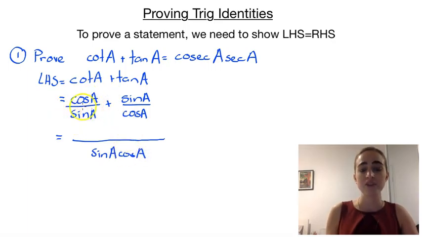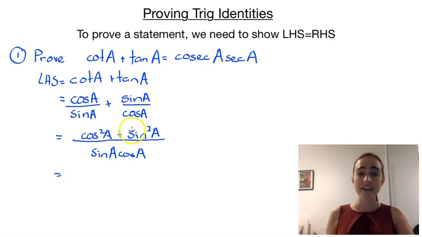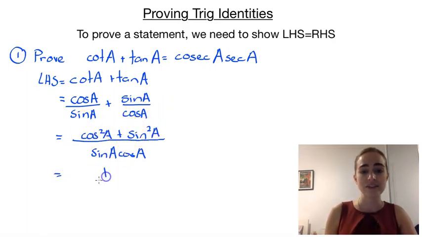This one already has sine A as its denominator, so I'm going to have to multiply top and bottom both by cos A. That'll give me cos squared A up here. And this one we're going to have to multiply top and bottom both by sine A, so we're going to have plus sine squared A. Now we know one of our identities is that sine squared plus cos squared is equal to 1. So that gives us 1 over sine A cos A.